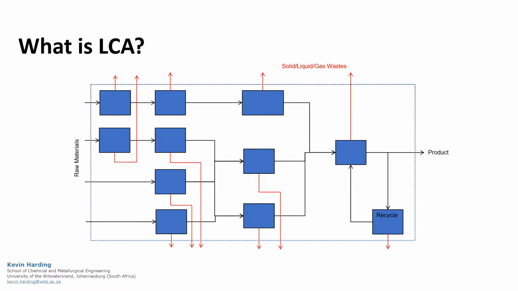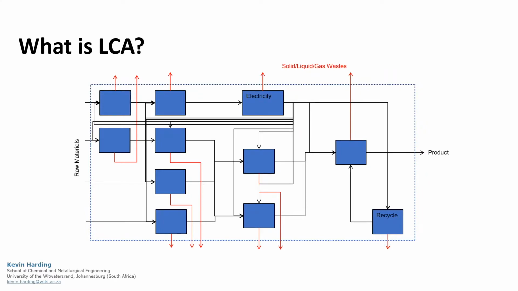However, most systems are not as simple as this. One of the boxes will be some form of energy, most likely electricity. And because every process needs electricity, we no longer have a linear system, but we have electricity feeding into each and every block where it is needed.